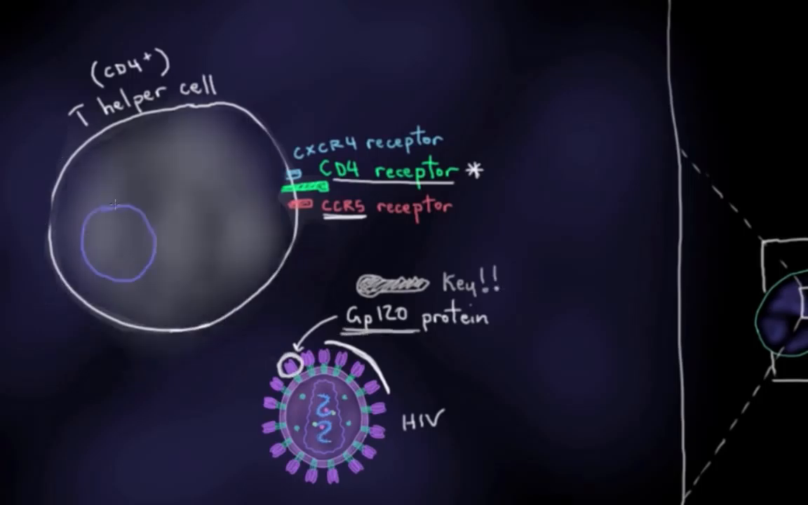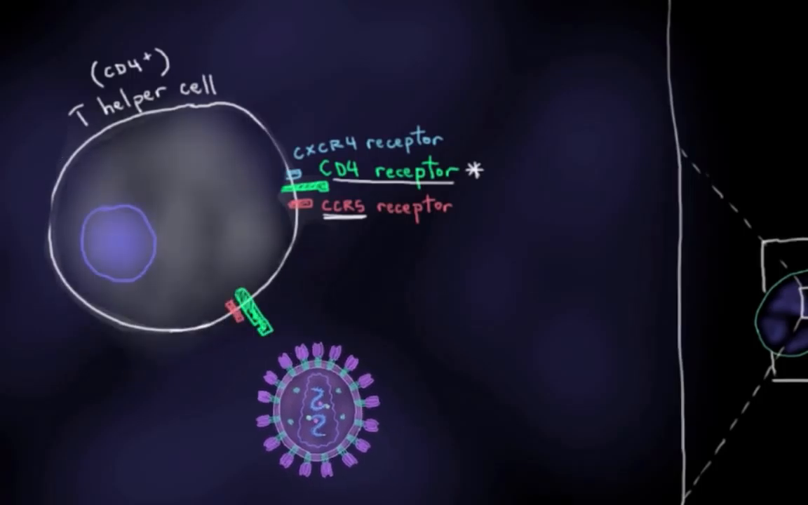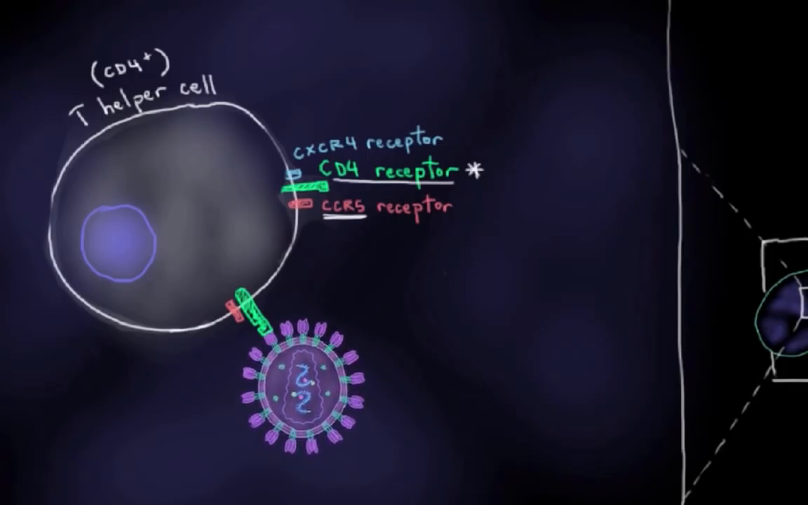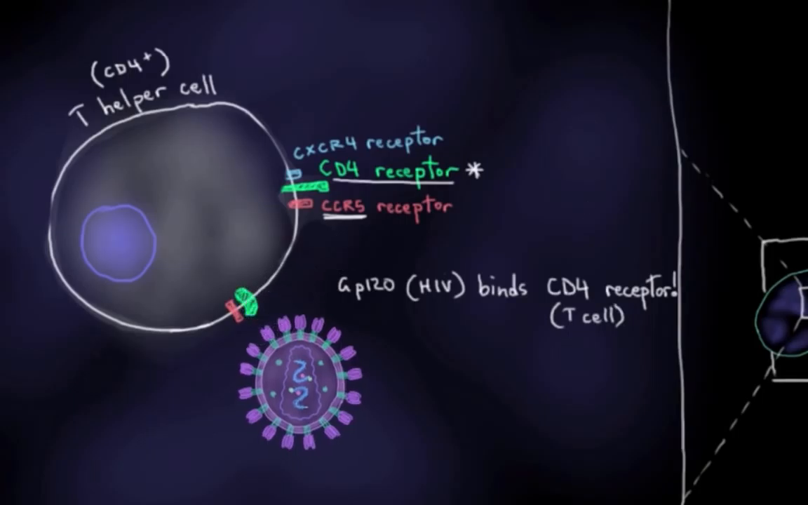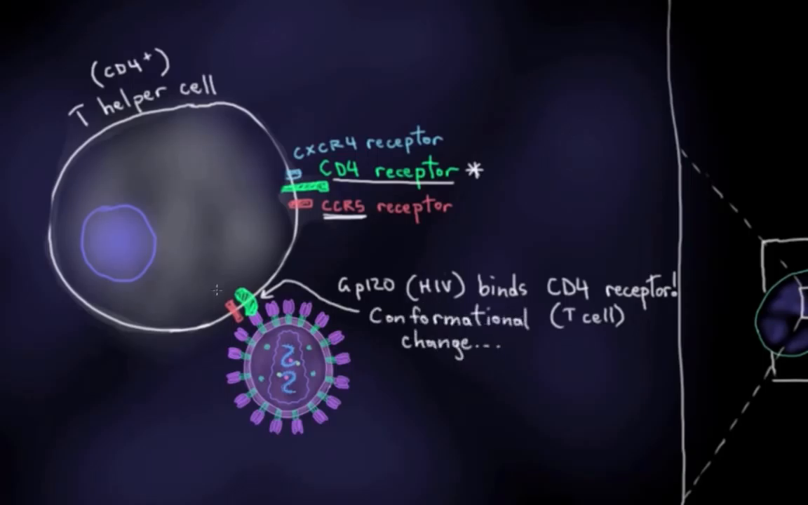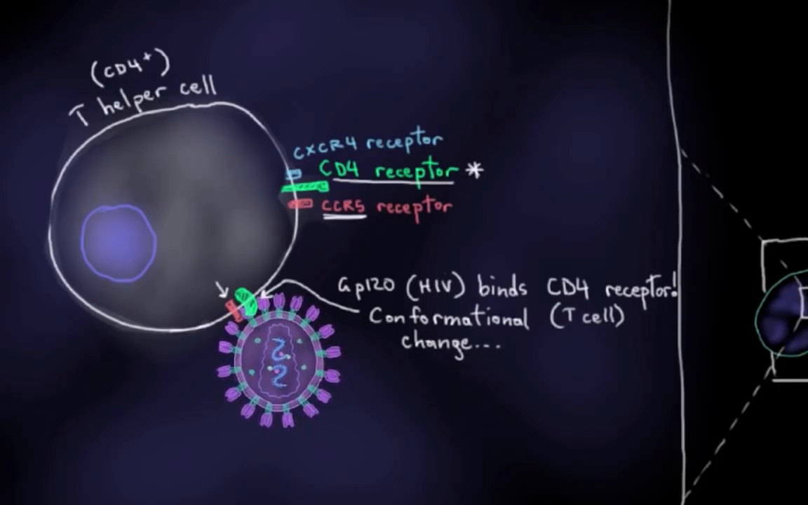So how does it work? Well, GP120 on the HIV envelope, it first binds the CD4 receptor on a T helper cell. This binding between the two sort of induces a conformational change in the CD4 receptor protein here, and it allows our co-receptor here, either CCR5 or CXCR4, to grab a hold of this complex and pull the viral membrane and the T cell membrane closer together.